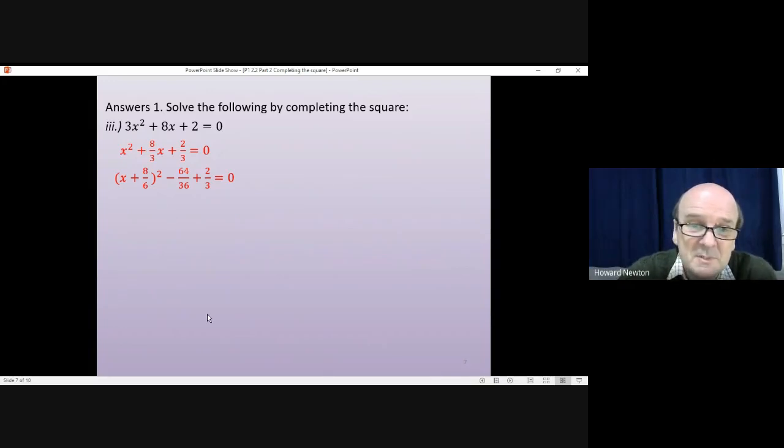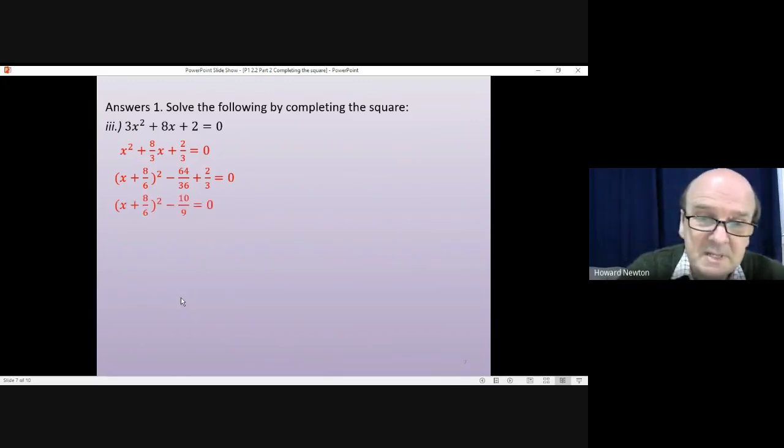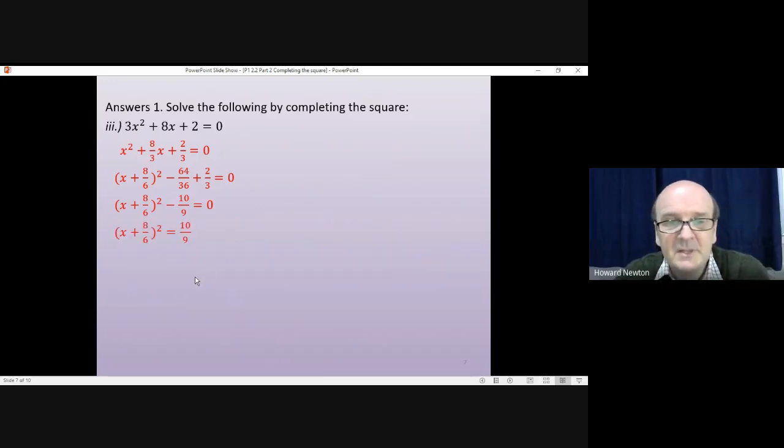From here on, it's the same as normal. I'll get 8 over 6 squared that I don't want, so I need to take away 64 over 36. I do want 2/3, so I need to remember to add that on. A little bit of fraction work to tidy those together. That gives me minus 10 over 9. That swaps sides, becomes plus 10 over 9. Then we square root both sides. That gives me x plus 8 over 6 is equal to plus or minus root 10 over root 9.